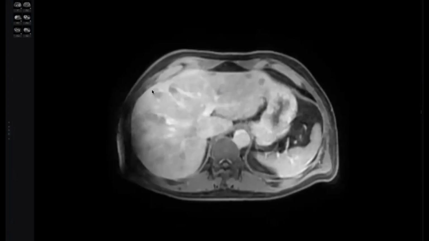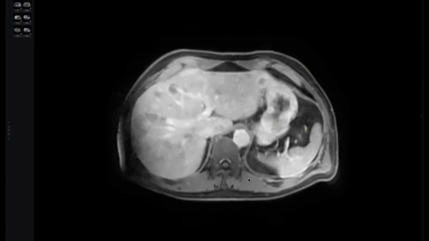I will help you because this is a very difficult case. Look here and here. What happened? By the way, the vessel is seen crossing within the lesions. What does it mean? This means that the lesion is not aggressive, not invading the vessels. Brilliant. What other sequence do you want?